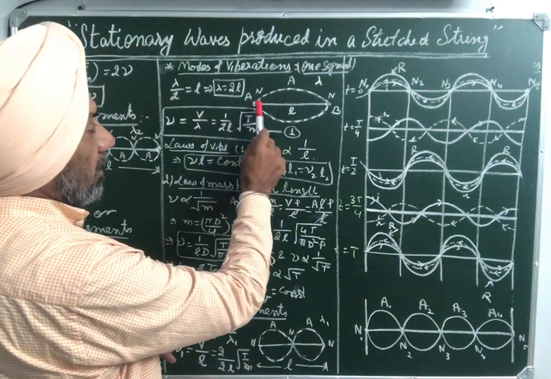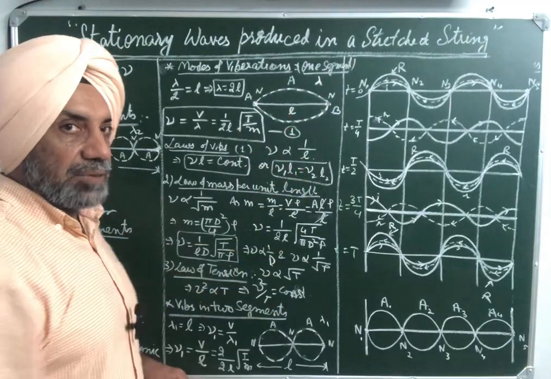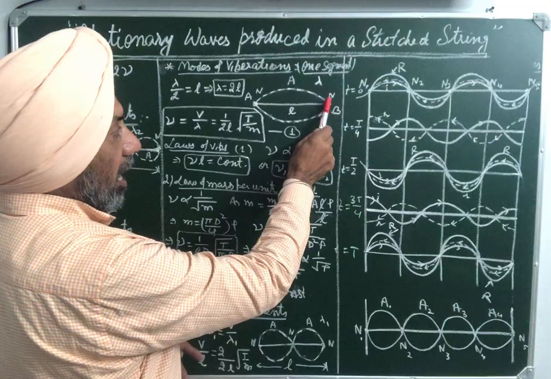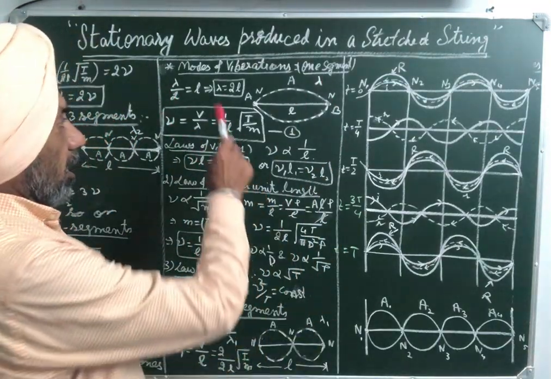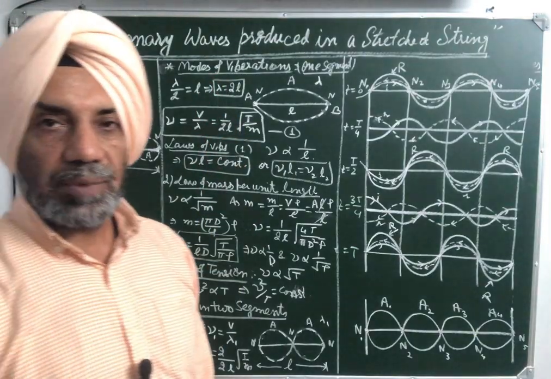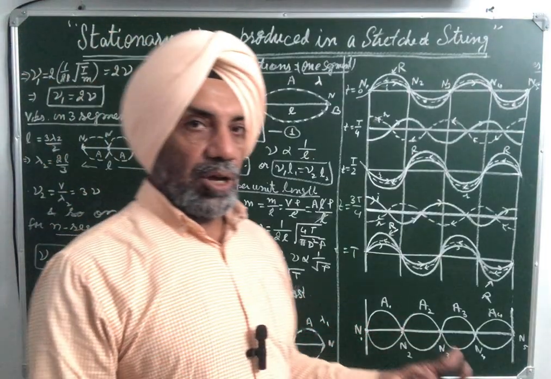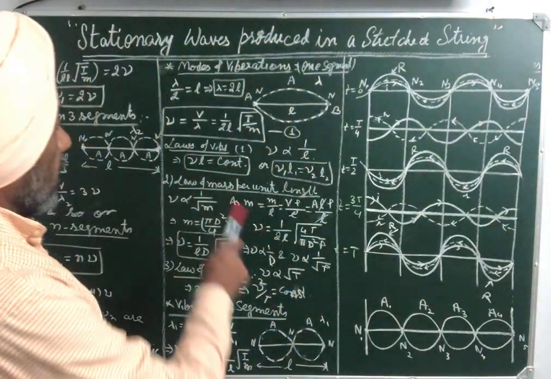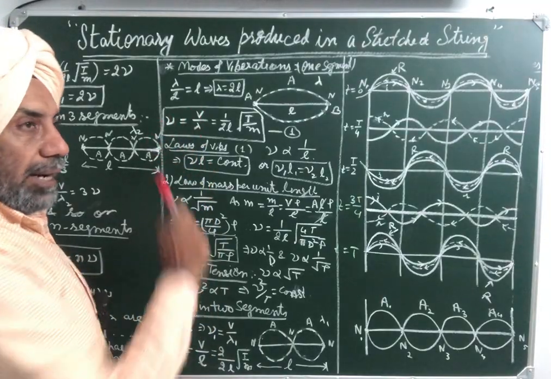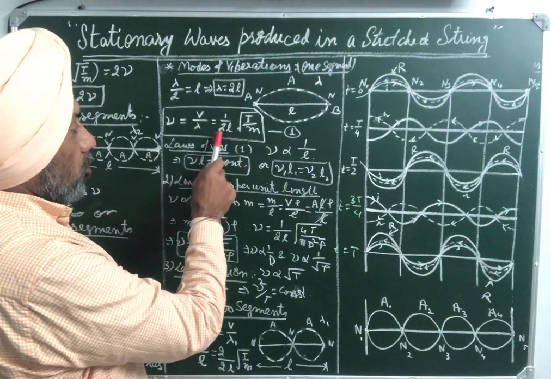So then if we find the relation between wavelength and length of the string, it comes out to be half wave. So lambda by 2 is equal to L, or lambda is equal to 2L. By definition, the formula of velocity is v equal to nu lambda for any wave, transverse or longitudinal. Therefore nu is given by v upon lambda, the fundamental equation.